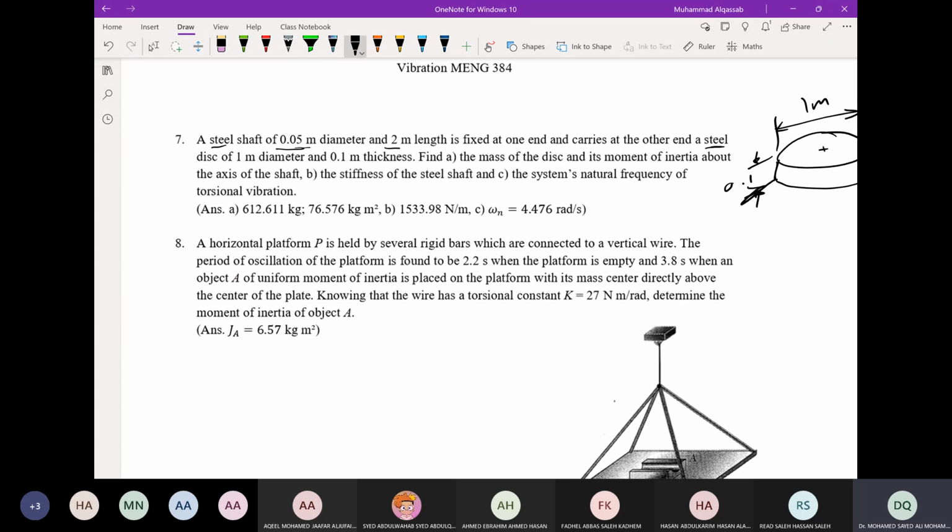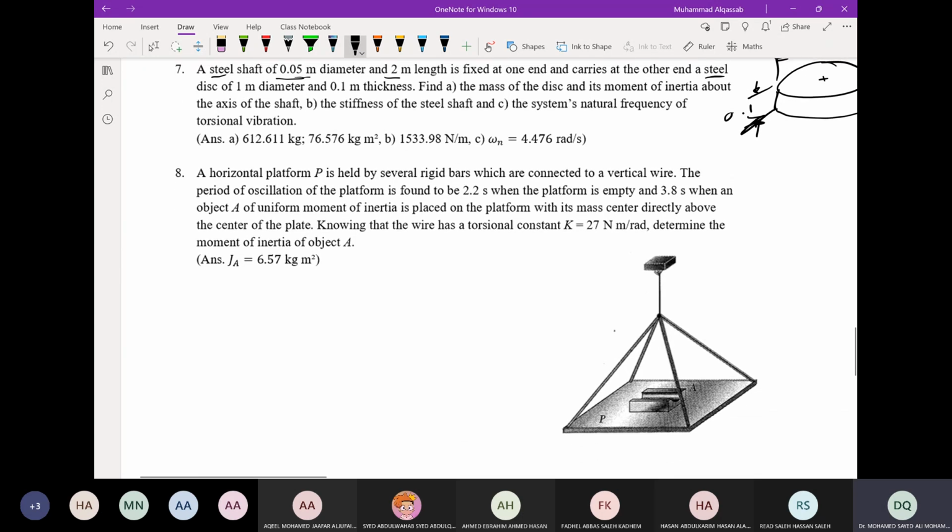And part B, the stiffness of the steel, which is pi g d to the power 4 over 32L. Then the system natural frequency. I think this will be straightforward.